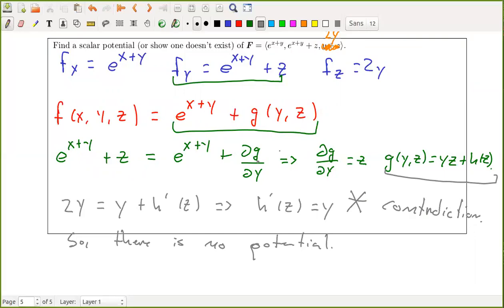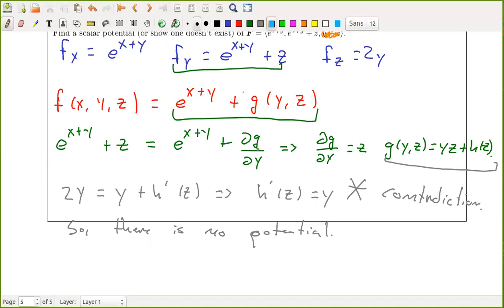In this class, it's always going to be that we can take derivatives and integrals like we need to, unless it's explicitly said otherwise. So then the only assumption that's left is that a potential exists. Okay, so since there's a contradiction, there is no potential. Assuming that a potential existed led to a contradiction, therefore no potential can exist. Let me just go over one other thing.